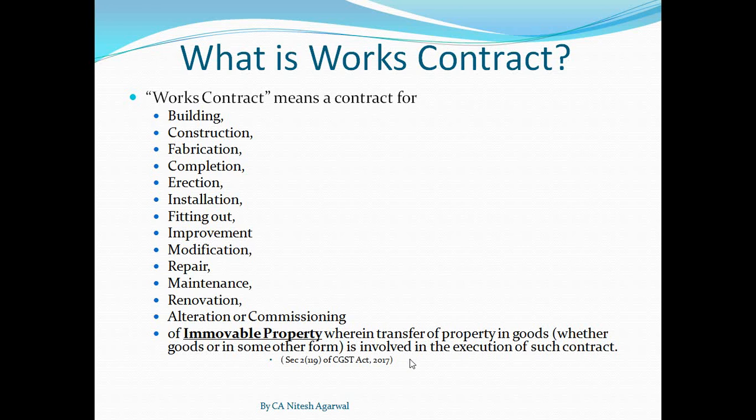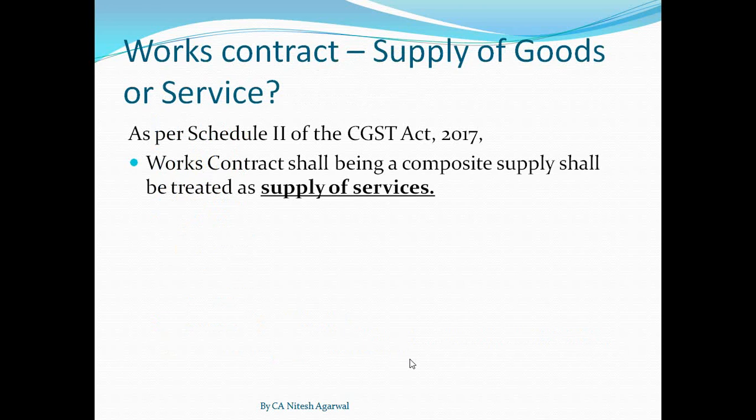So now that we have understood that a works contract should always give rise to an immovable property, we will continue further with some other aspects of works contract under the GST law. Now, as we all know, under the earlier tax regimes, there was always an issue whether works contract was to be considered as a provision of service or a sale of goods.